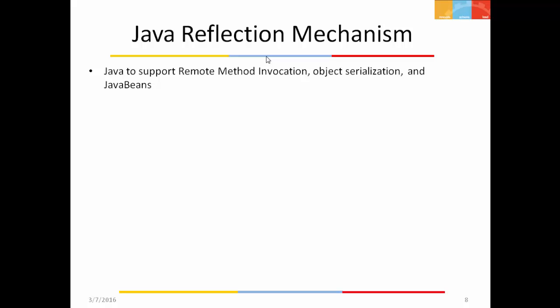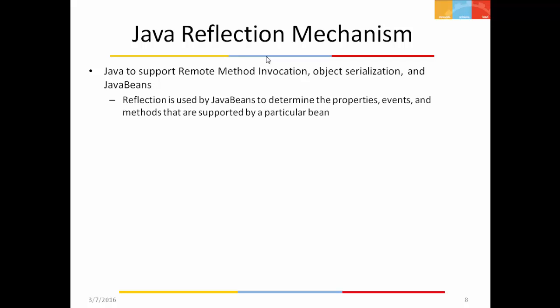This mechanism of creation actually uses the Java reflection mechanism. Using Java reflection, one knows what the properties are, and then it can accordingly create additional methods. So reflection is used by Java Beans to determine various properties, events, and methods that are supported by a particular bean. Now in Java, the main entry point starts with java.lang.class. That's the entry point.